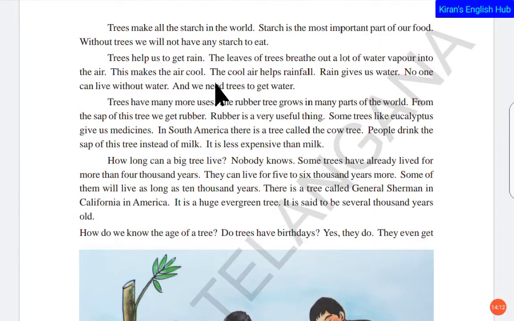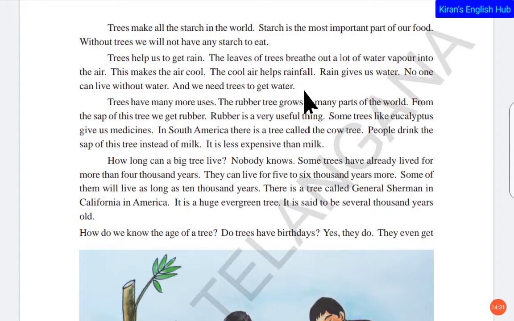Okay, so that lot of water vapor forms a type of cool atmosphere into the air, and that cool air helps rainfall. So rain gives us water. No one can live without water, and we need trees to get water.